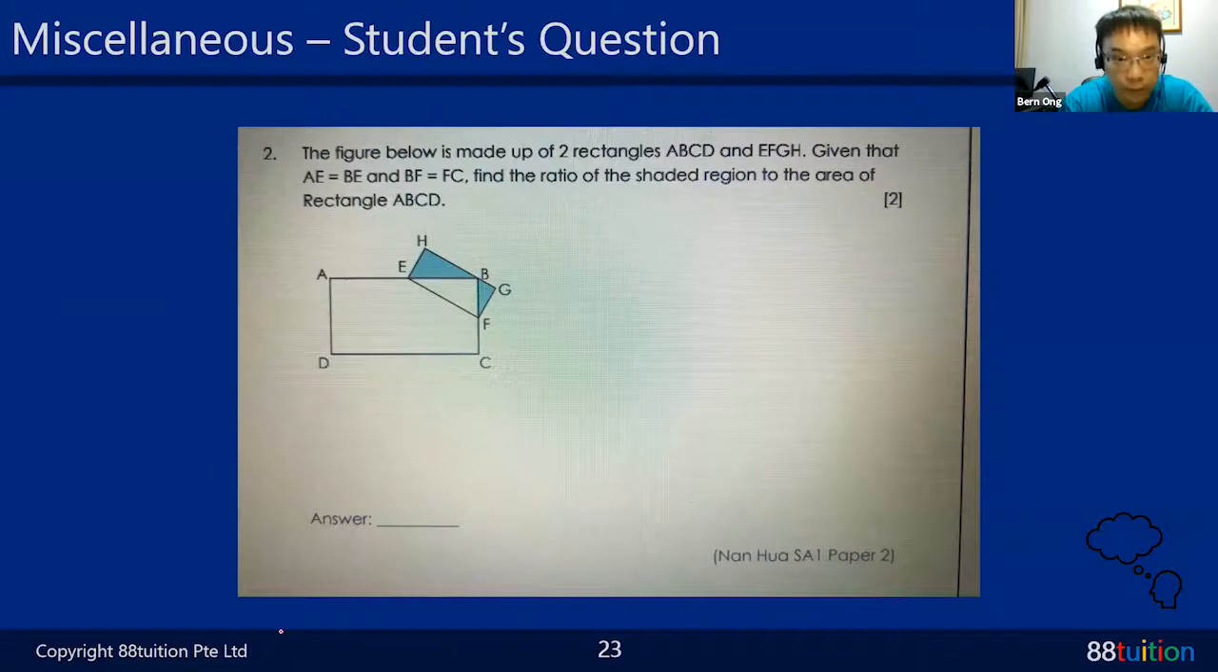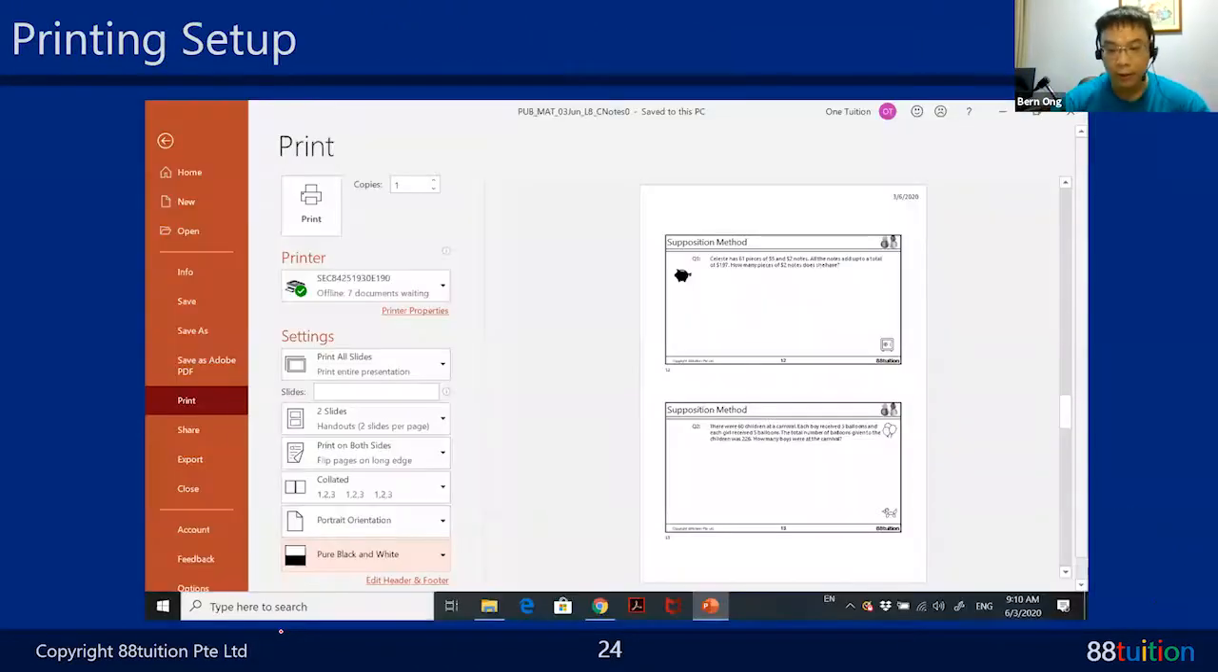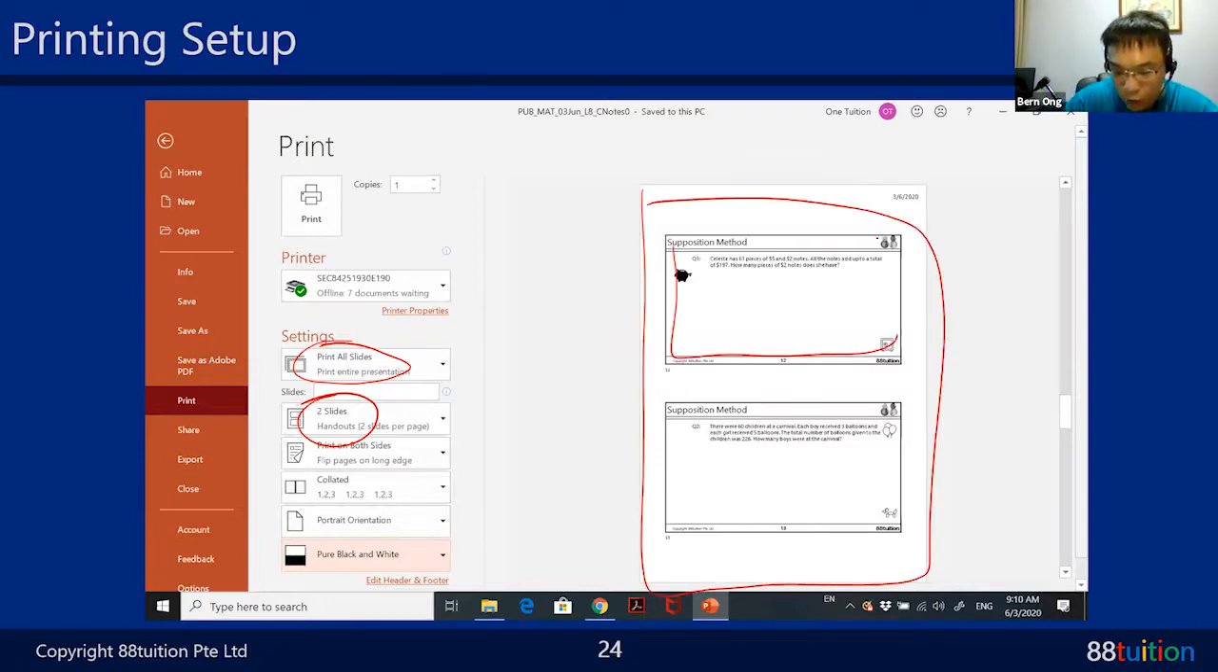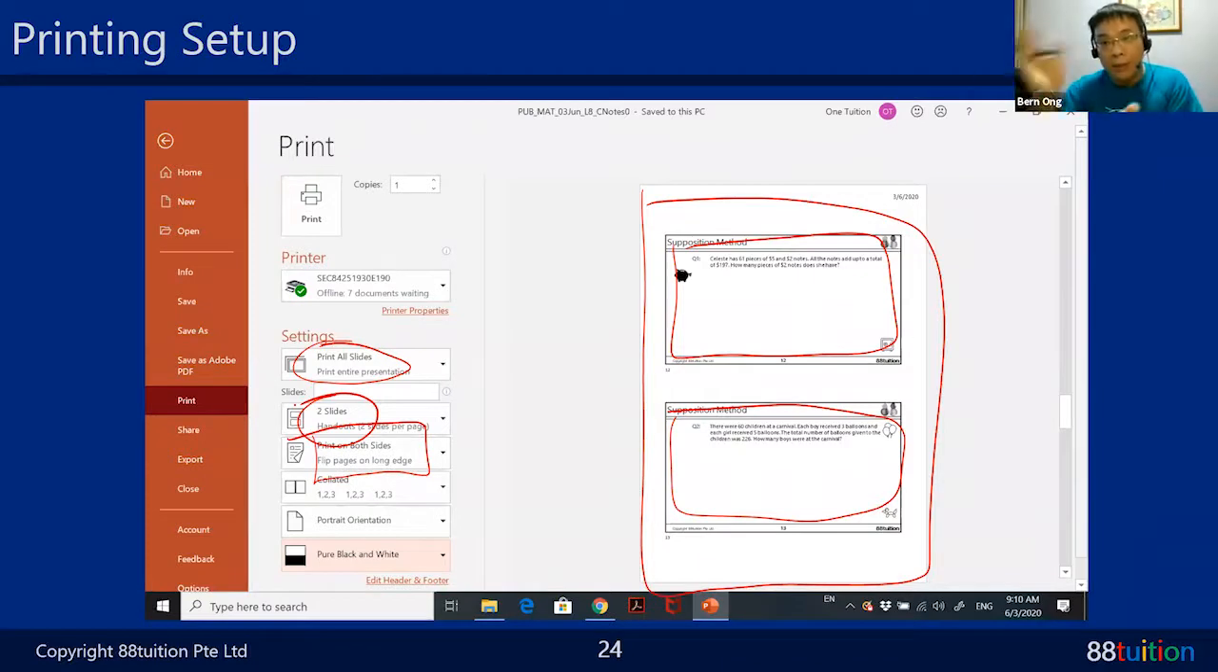Let me teach you how to print. Down here in your PowerPoint, you click on print. Can you please go and do some printing setup? Look here. You can set up for print all slides. Down here, select 2 slides. 2 slides means in one piece of paper, you have 2 questions. Save the planet, don't print every page one. Then print on both sides means back and front will be printed also if you want to print out this worksheet.